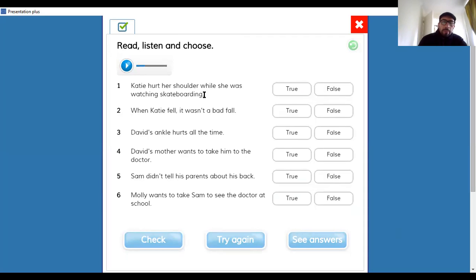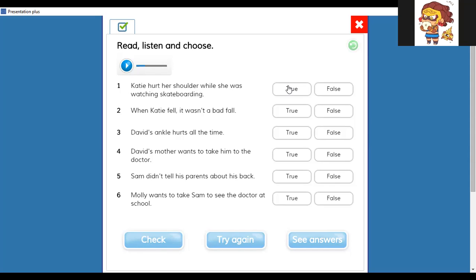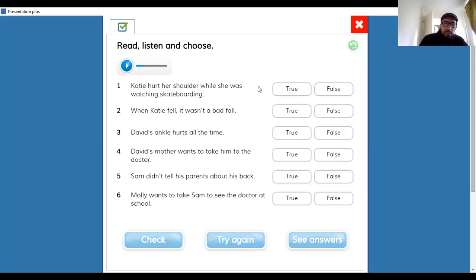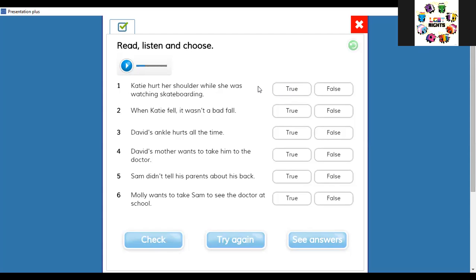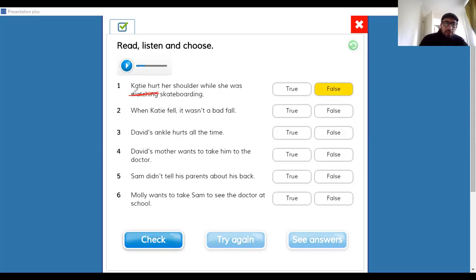All right. So it says that Katie hurt her shoulder while she was watching skateboarding. So is it true or false? Is this true or false? True. While he was watching skateboarding. No, false. Yes, she was skateboarding, not watching skateboarding.